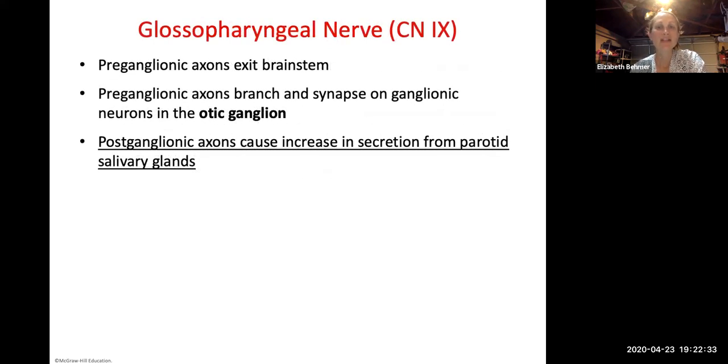The glossopharyngeal nerve helps to increase secretions from the parotid salivary gland. We'll learn about these glands when we get to the digestive system, but the parotid salivary gland is one of the main glands in secreting saliva just into your mouth. So this is the glossopharyngeal nerve.